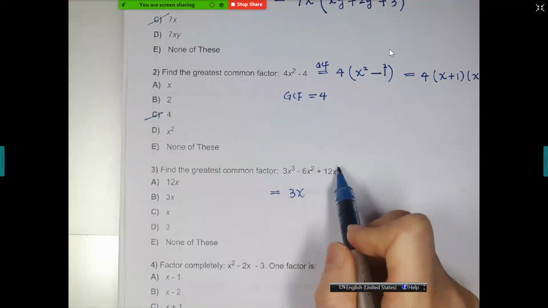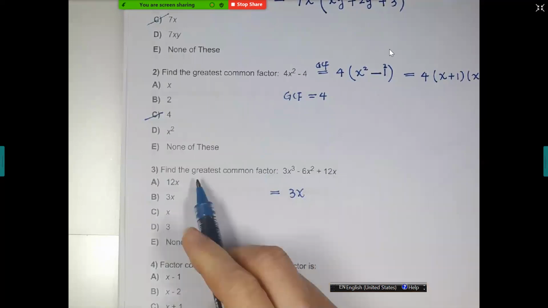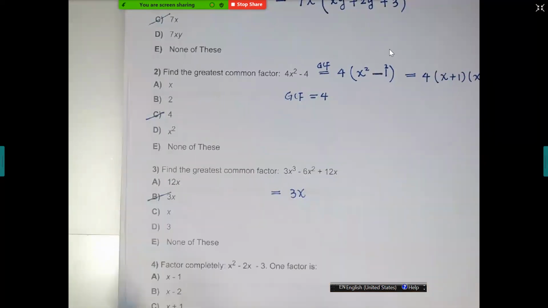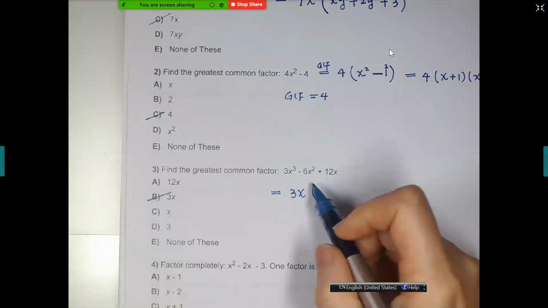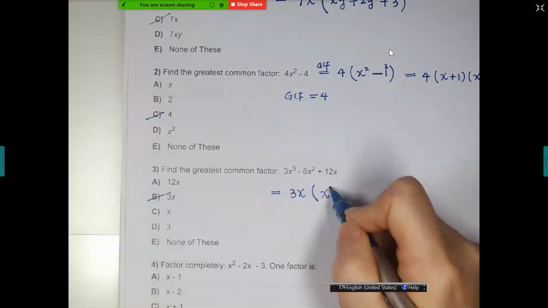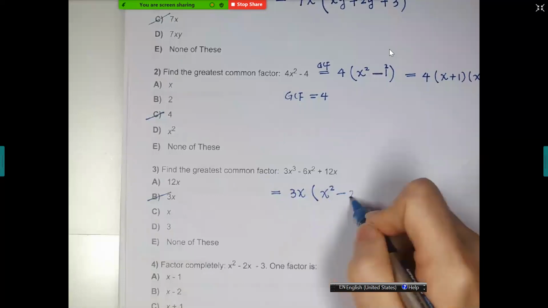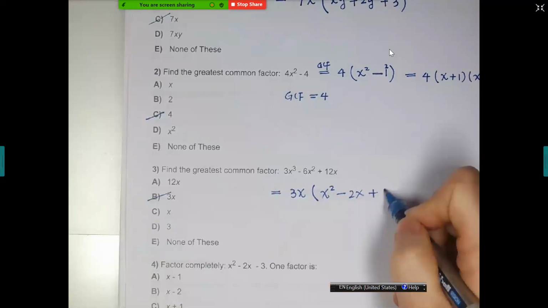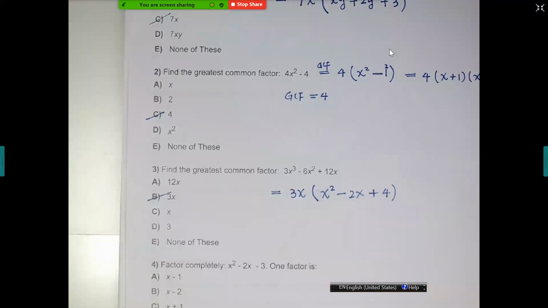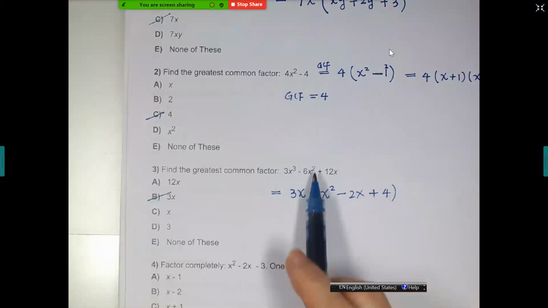There is 1 here, so 3x is the GCF, so B is the right answer. And to finish this factorization, I will have x squared minus 2x, and then plus what? Plus 4. Divide everyone by 3x, double check it: x squared is left, 2x is left, and 4 here.